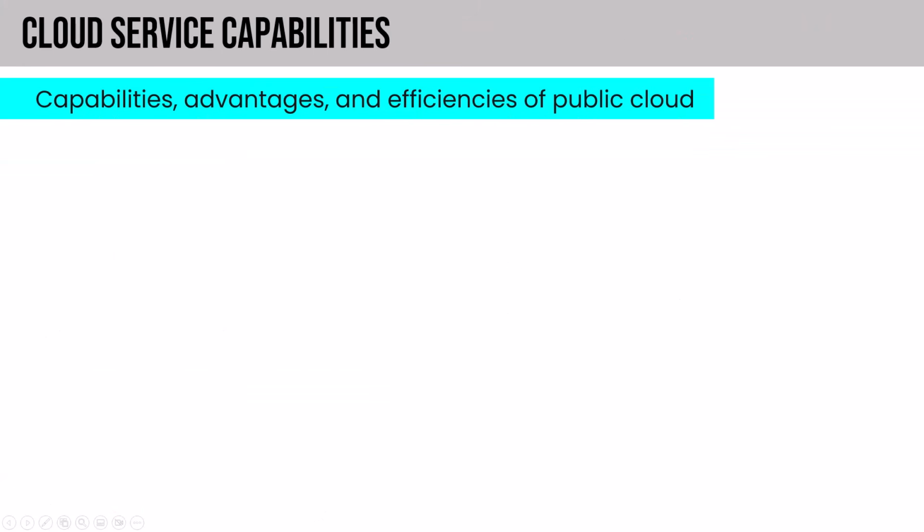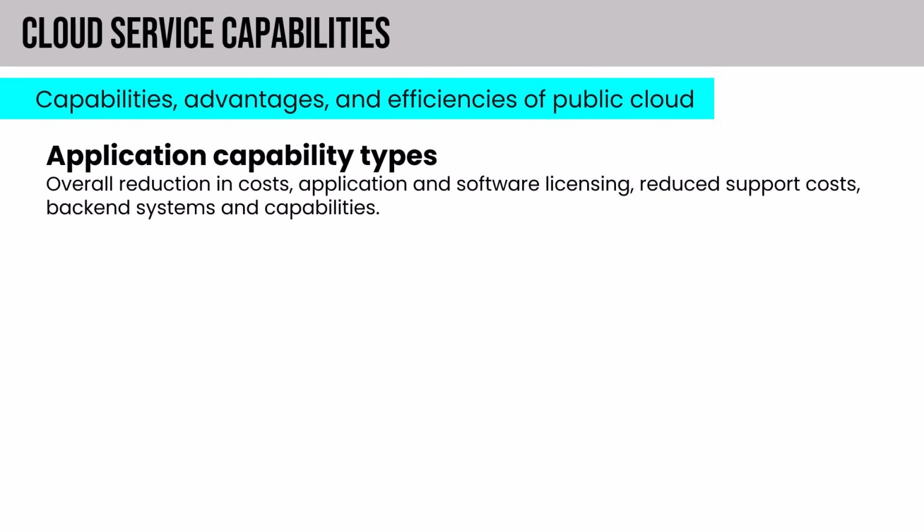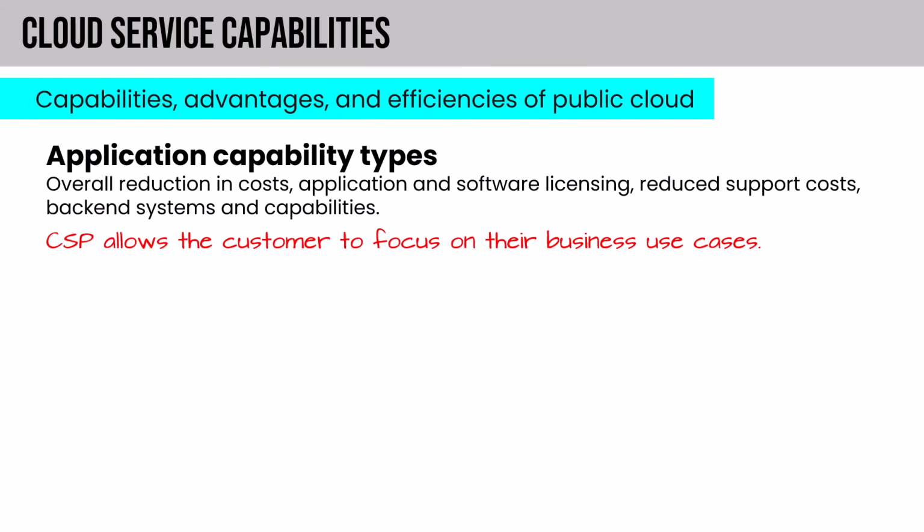Next on the agenda are cloud service capabilities, the capabilities, advantages, and efficiencies of the public cloud. So first we have application capability types, where we see an overall reduction in cost, reduced application and software licensing, reduced support cost, and a reduction in the need to worry about our back-end systems and those capabilities. Our cloud service provider gives us the ability as a customer to focus on business use cases while they handle the care and feeding of the underlying platform and infrastructure that previously would have been in our data center.